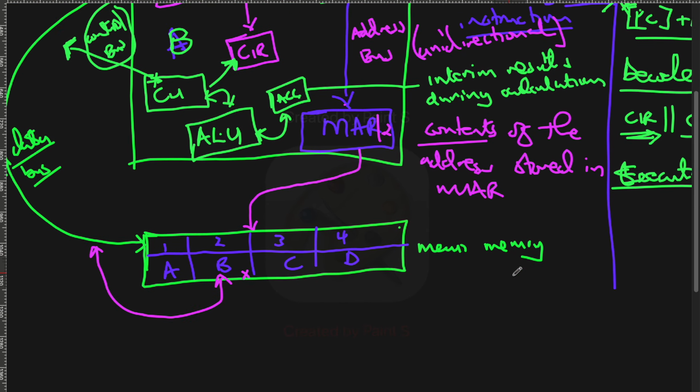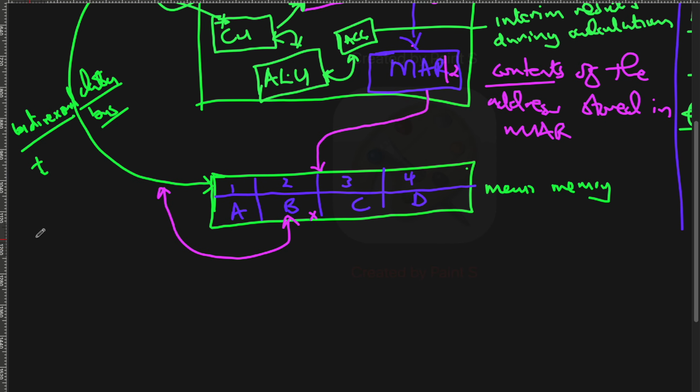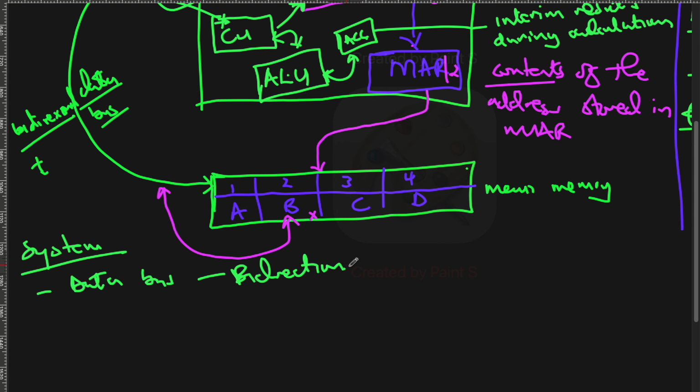So if you're asked about the system bus, you need to mention its divisions. We have one, the data bus, which is bidirectional, carrying data from and to the CPU. The data bus is bidirectional, carrying only data and instructions.